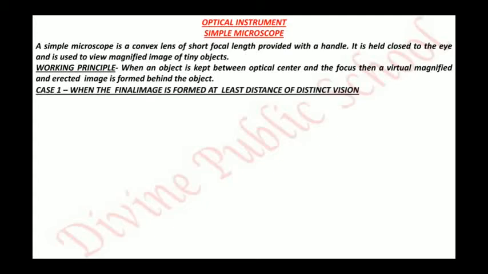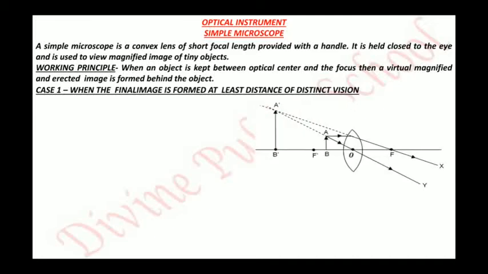So let us study case 1. Case 1: when the final image is formed at the least distance of distinct vision. Let us see the ray diagram. As you can see, an object is kept, the object is AB. It is kept between focus and the optical center. One ray parallel to the principal axis passes through the focus, another ray through the optical center. When we extend the rays behind, we get an image, and that image is A dash B dash.